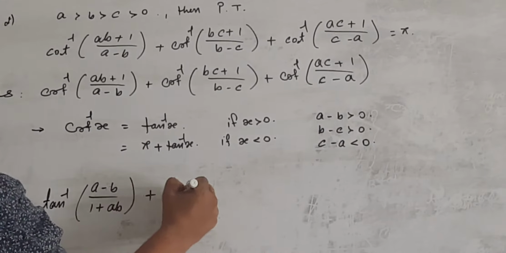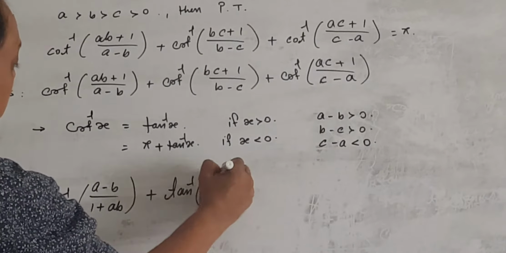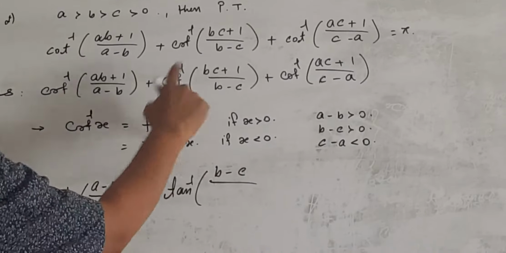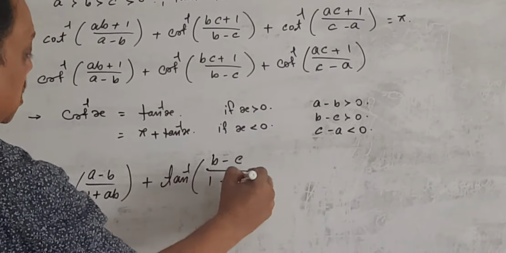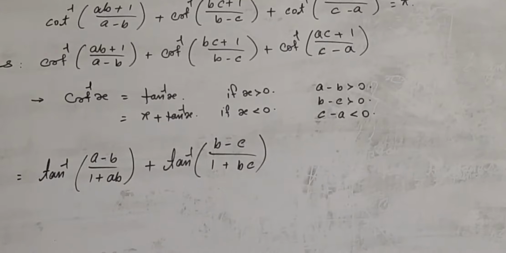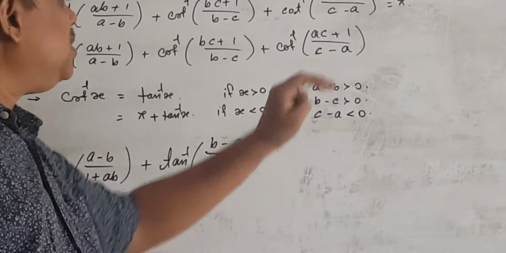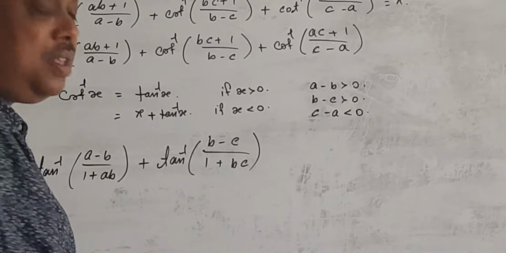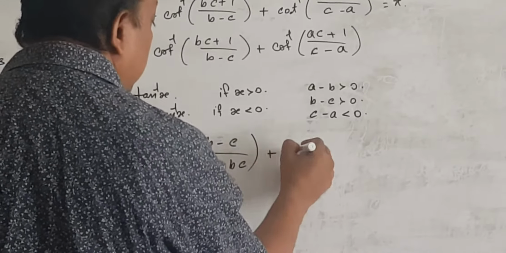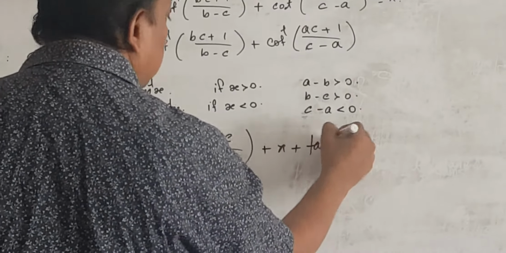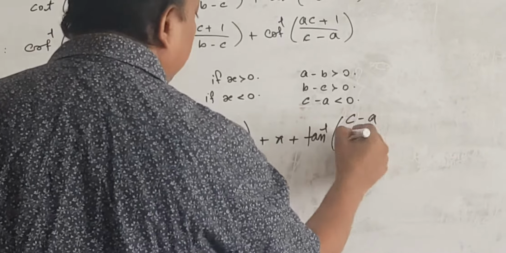Like this I am writing also. Tan inverse (b minus c) upon, instead of bc plus 1, I am using 1 plus bc, because in addition there is no change. But here this term is negative, so we use a pi plus. So plus pi plus tan inverse (c minus a) upon (1 plus ac).